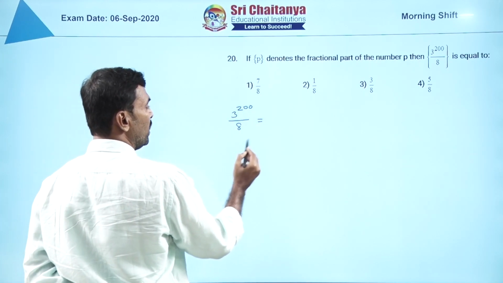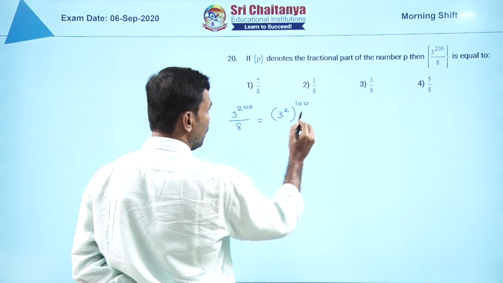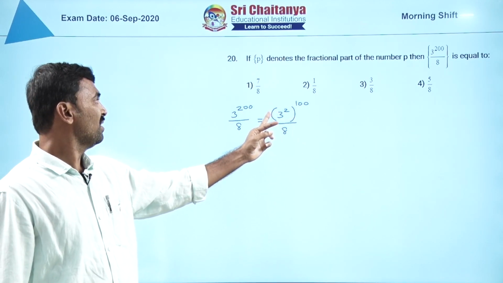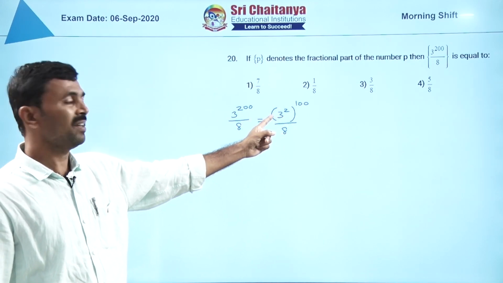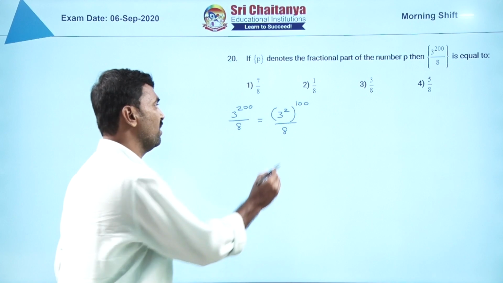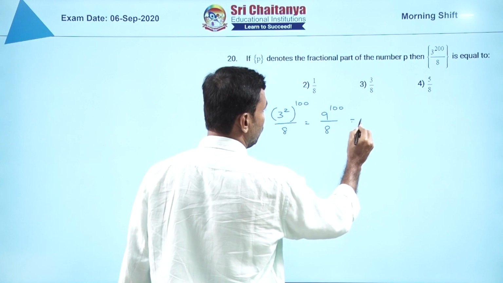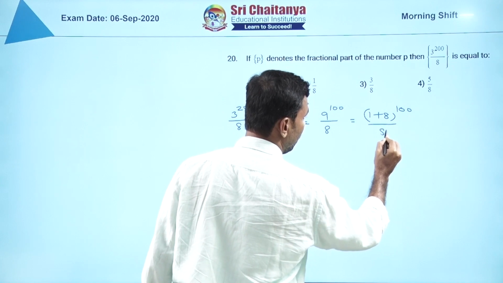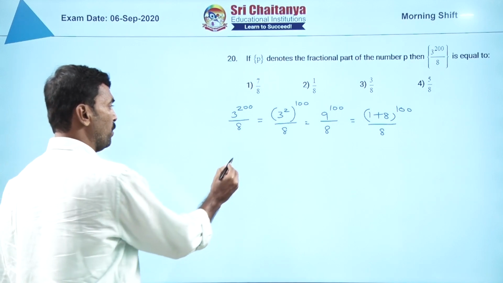See, 3 power 200 can be adjusted like this: 3 square whole power 100 by 8. Why am I writing this 3 square? Because 3 square is 9, and that 9 can be expressed as 1 plus 8, and I can apply the standard form of binomial for that. So 3 square is 9, 9 power 100 by 8, which can be written as 1 plus 8 whole power 100 by 8. Now, for the numerator I am using the standard form of binomial.